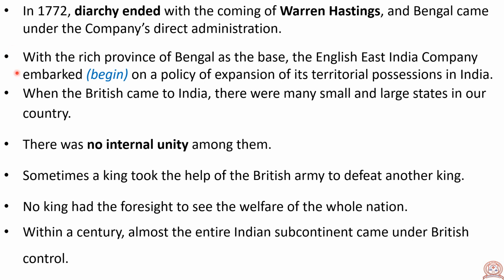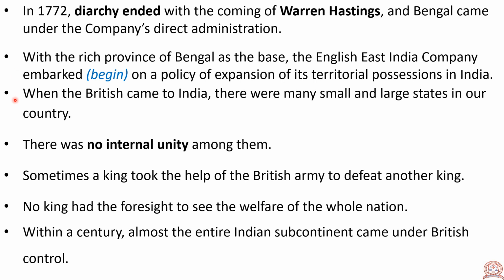With the rich province of Bengal as the base, the English East India Company embarked on the policy of expansion of its territorial possessions in India. Means, at that time Bengal was a very rich province. So the British East India Company started policies like subsidiary alliance and the doctrine of lapse for the expansion of their territorial possessions in India.